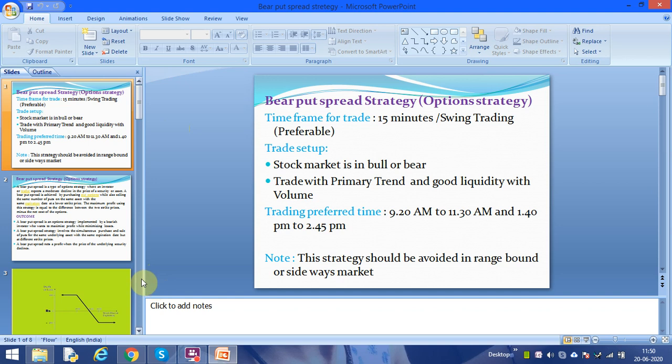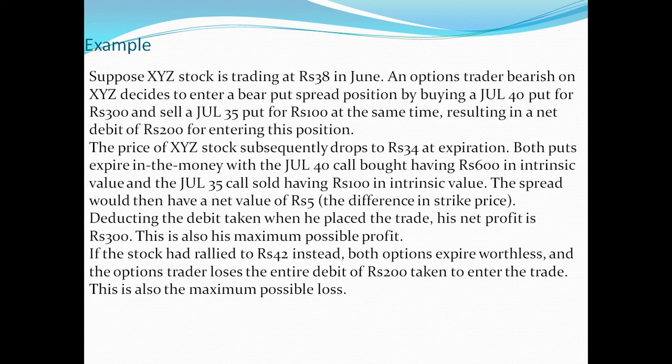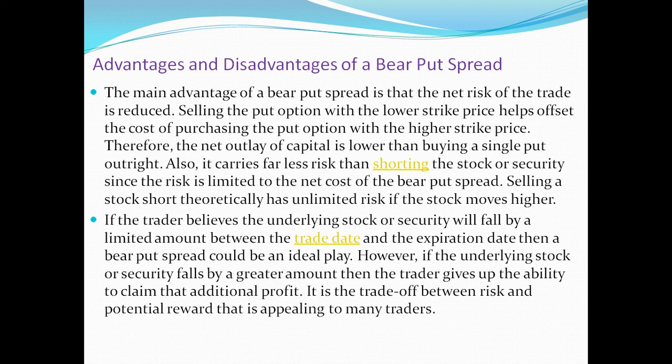So I will cover some advantages of bear put spread. The main advantage of bear put spread is that the net risk of the trade is reduced. Selling the put option with the lower strike price helps offset the cost of purchasing the put option at the higher strike price. Therefore, the net outlay of capital is lower than buying a single put outright. Also, it carries far less risk than shorting the stock, since risk is limited to the net cost of the bear put spread. Selling a stock short theoretically has unlimited risk if the stock moves higher.